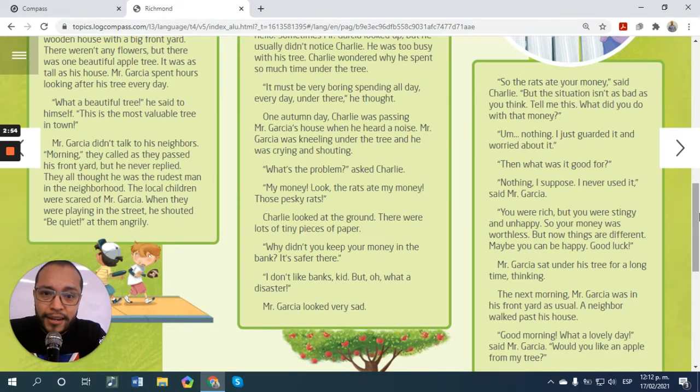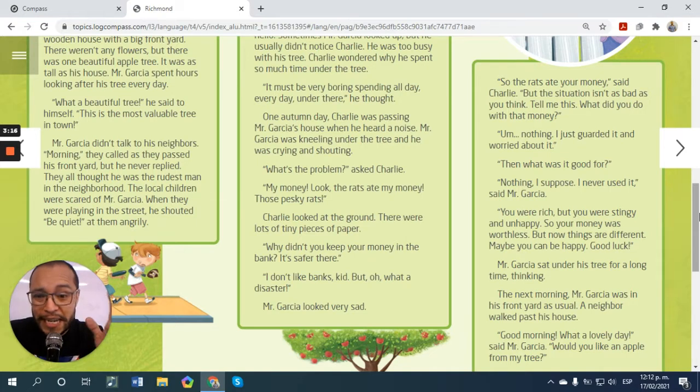He was kneeling under the tree and he was crying and shouting. "What's the problem?" asked Charlie. "My money! Look, the rats ate my money! Those pesky rats!" Charlie looked at the ground. There were lots of tiny pieces of paper.